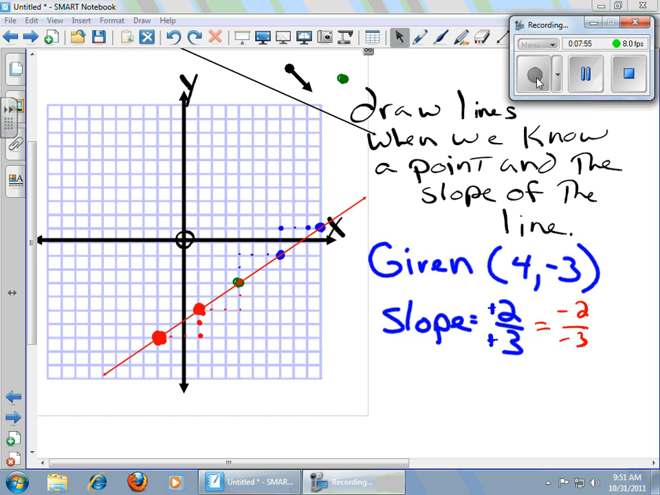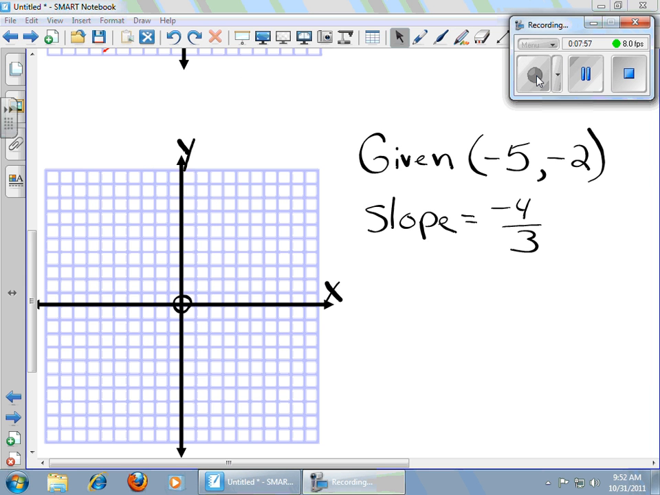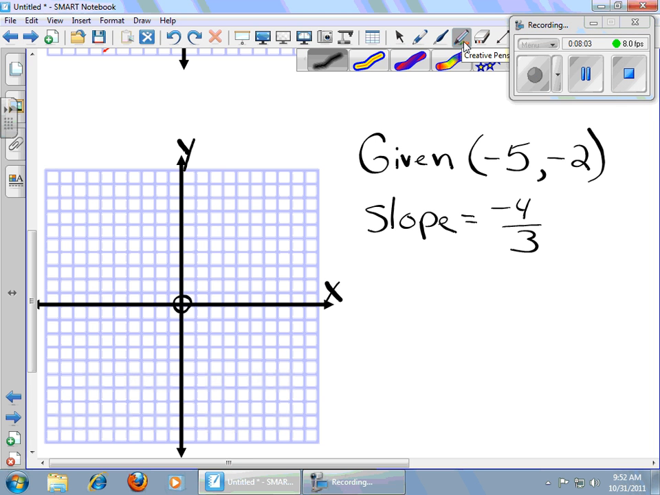Let's look at another example here. This time, I am given the point (-5, -2). The first thing I do is I will plot my point. -5: 1, 2, 3, 4, 5. -2: 1, 2, and there's my point right there.